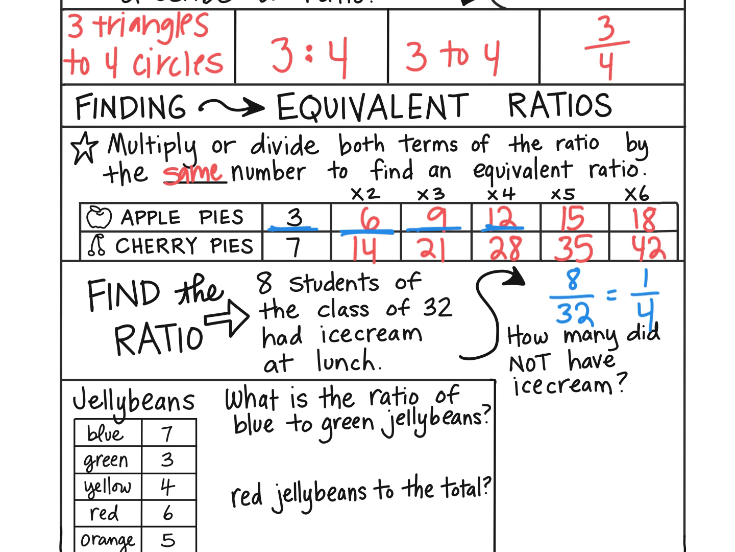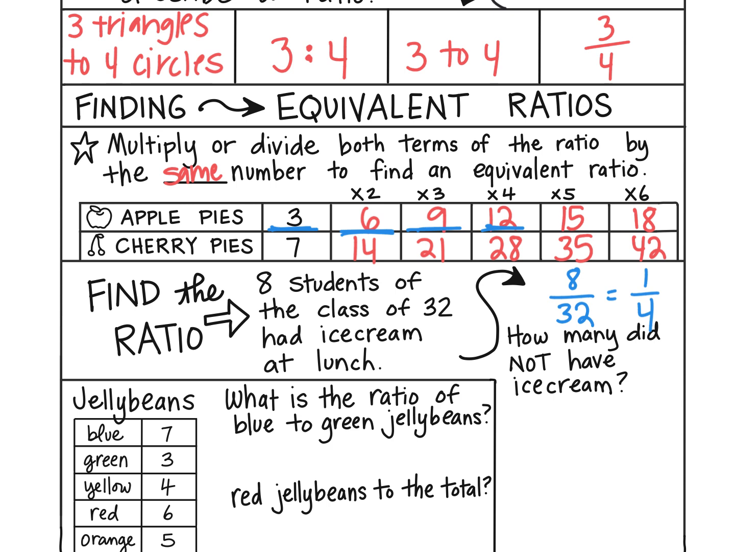But if I want to know how many kids didn't have ice cream, what would I have to do? If I have 32 kids, 8 of them had ice cream. How do I figure out how many did not have ice cream? Subtract. It's actually very simple. Think about it for a second. 8 students out of the 32. Imagine we have 32 people in here and only 8 ate ice cream. How many students did not? 24, because you're literally just subtracting.